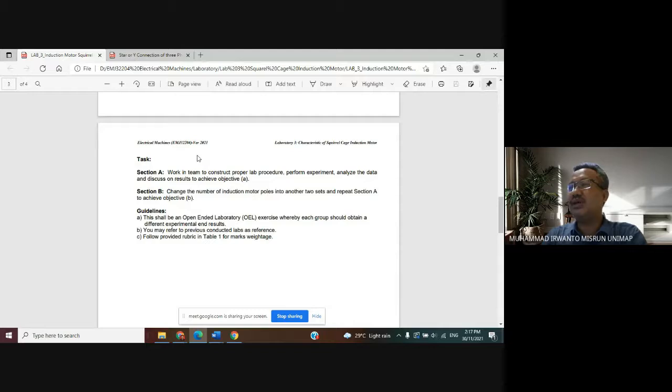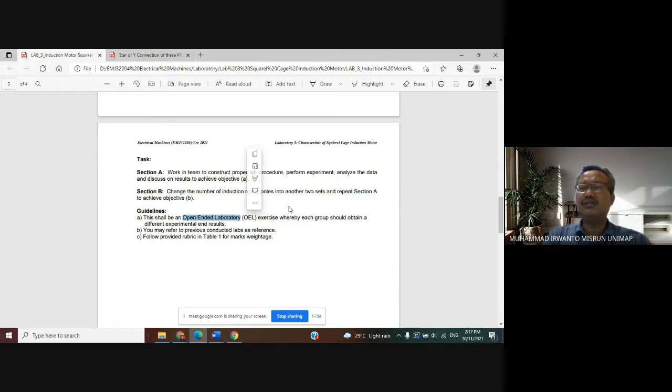Okay, remember this one. This lab is an open-ended laboratory. It means the task is not explained completely, so I explain the task only in outline.